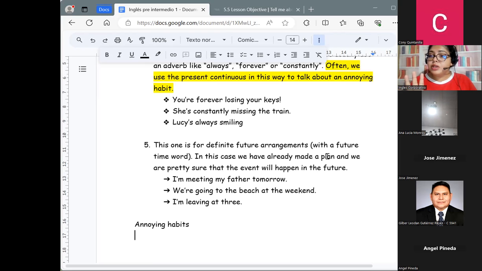So, we are going to have 5 minutes to think about an annoying habit that people have, and we are going to have enough time to create our sentence. So, we are going to have 5 minutes, and then we are going to write our sentence on the chat, and I'm going to write your ideas on the document. So, let's go.